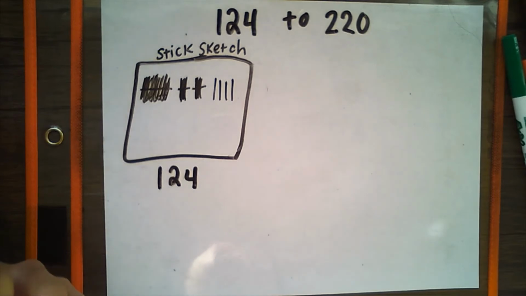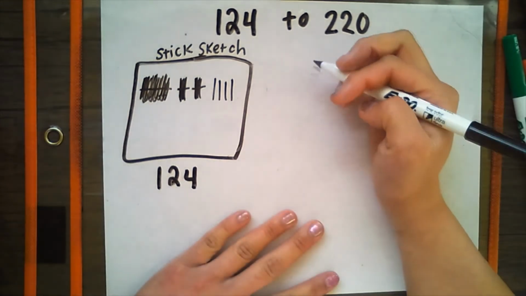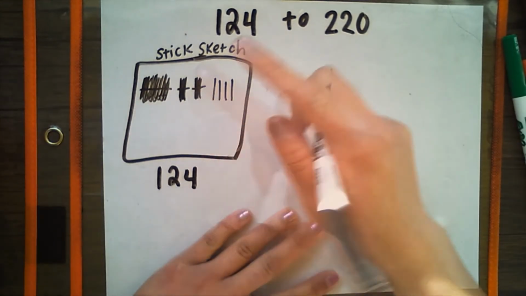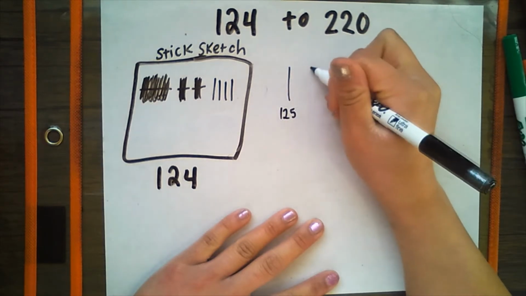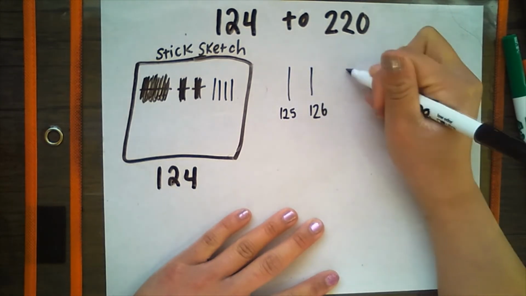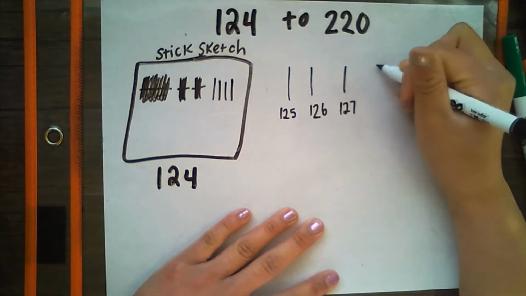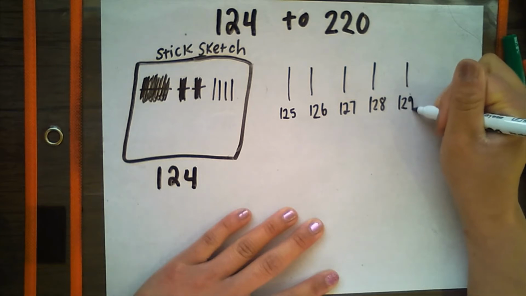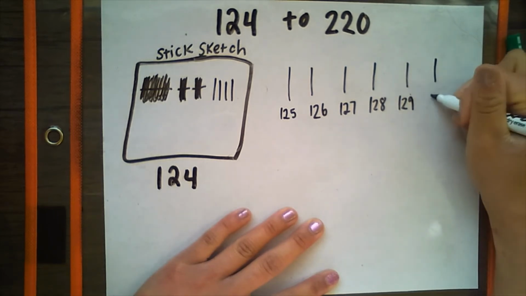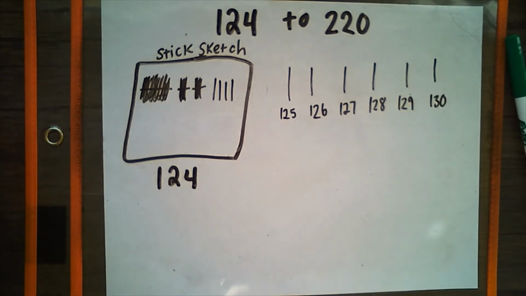Now, I'm going to go ahead and actually use 1s to get to 130, and I'll tell you in a little bit why I'm doing that. So 124, counting on: 125, 126, 127, 128, 129, and then 130.